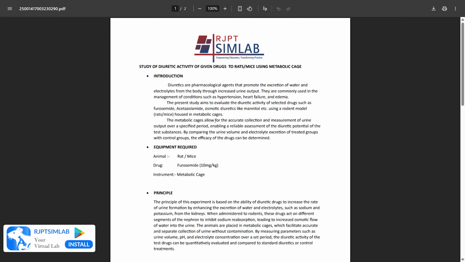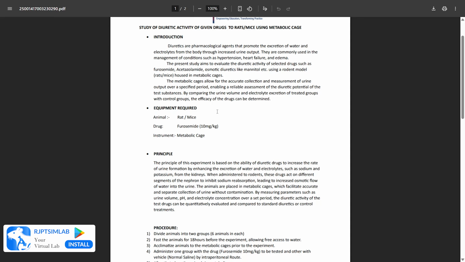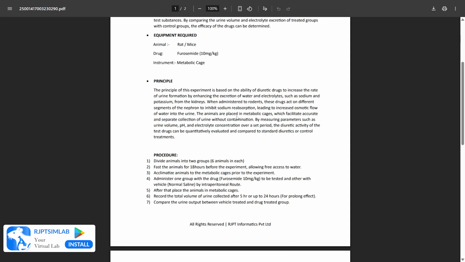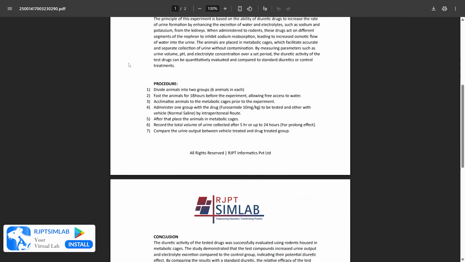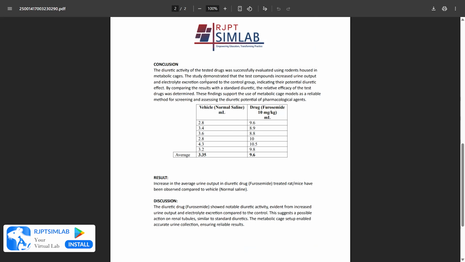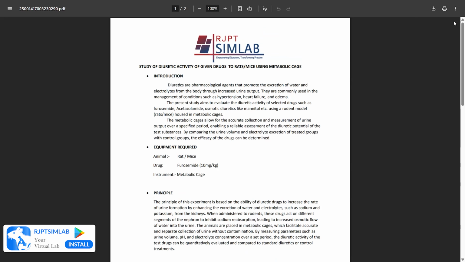It covers the introduction part of this experiment, what we are going to perform, the equipment required, the principle of this experiment, how this experiment will be performed, and then the steps for performing the experiment, then the conclusion part, the observation table part, and the discussion part. We can download it from here before performing the experiment. And this manual is free for every student, so that they can at least have a manual for studying. And those students who have a subscription of the RJPT lab can perform the experiment in our software.